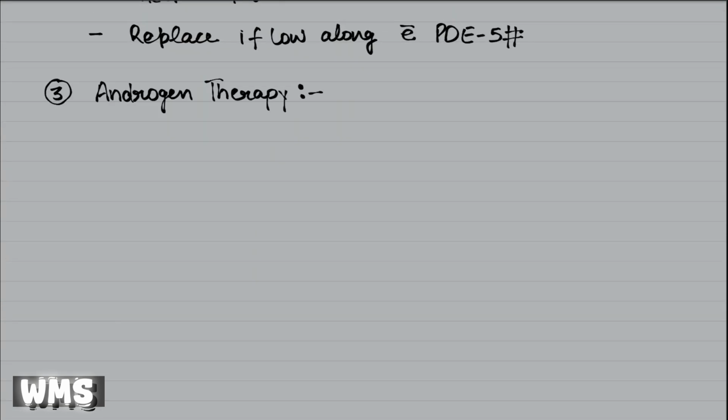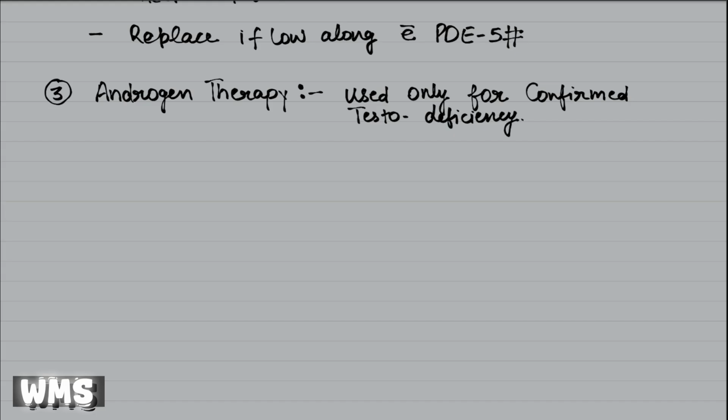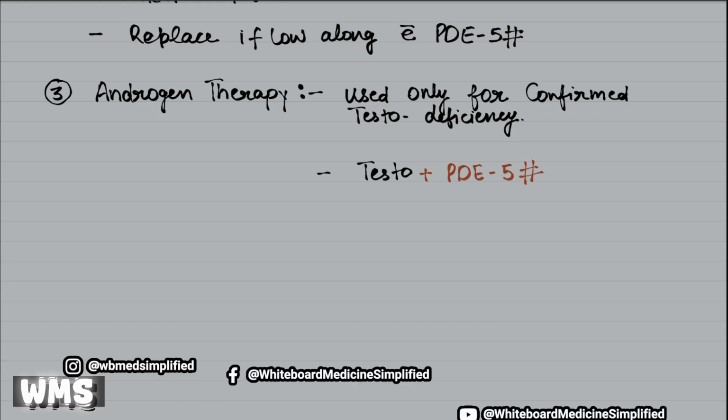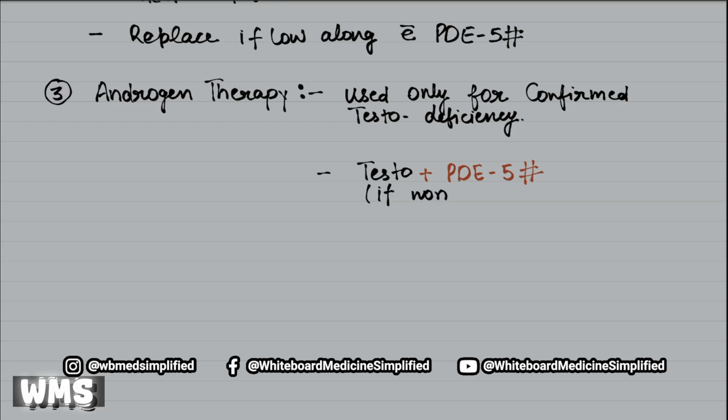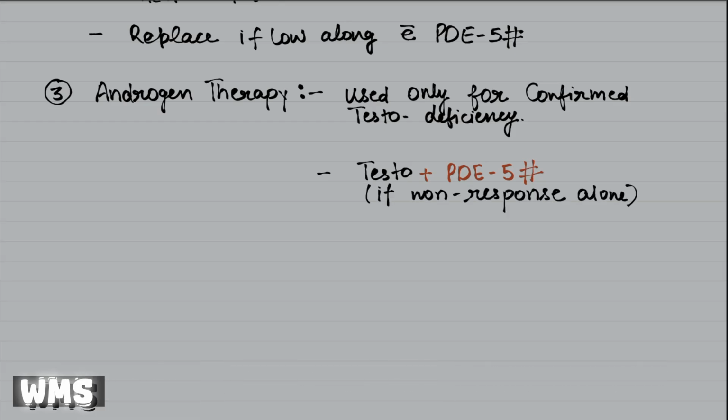Next, androgen therapy or testosterone replacement is used in patients with erectile dysfunction only when there is confirmed testosterone deficiency. In such patients, testosterone plays a supportive role, and combining testosterone therapy with phosphodiesterase 5 inhibitors can improve response in those who do not respond to phosphodiesterase 5 inhibitors alone. However, an important principle is that testosterone should not be given if levels are normal, because it does not improve erectile function in such cases and only adds unnecessary risks.